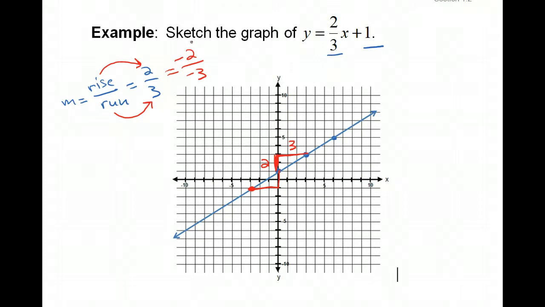Usually we don't do this unless we are up at the edges of our graph and there's really no place to rise. Then we might want to fall and go to the left. Okay, let's take a look at another one.